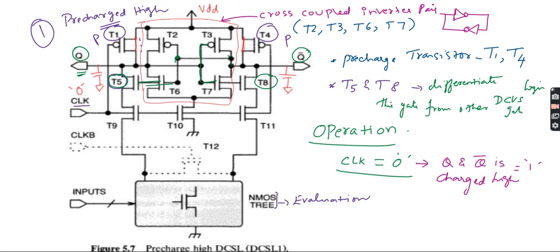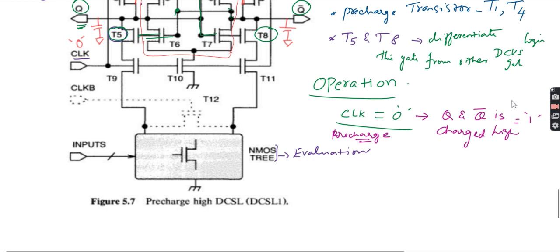Now you understood the pre-charge, in the sense it will pre-charge the transistor. So the Q and the Q bar, both the places are charged with the high state. Now this clock equal to 0 means it is in which phase actually? It is in the pre-charge phase, right? So pre-charging is done.